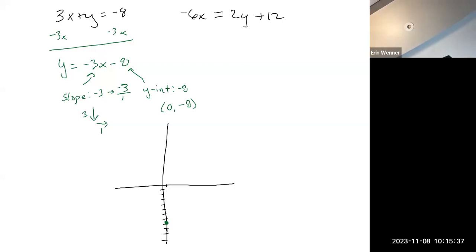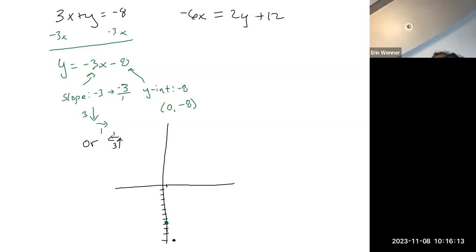Now it's possible that your graph might not give you enough space to do that. So what I'm saying is that if I look at the graph that was in Pearson, it only went to -10. So if I were to graph using the slope, that's going to take me down to -11, right? It's going to give me a point that's down here. So the alternative that you can do here is that you can go up 3, but left 1.